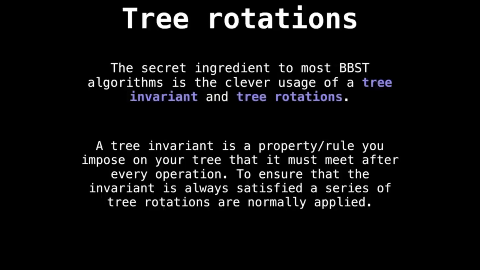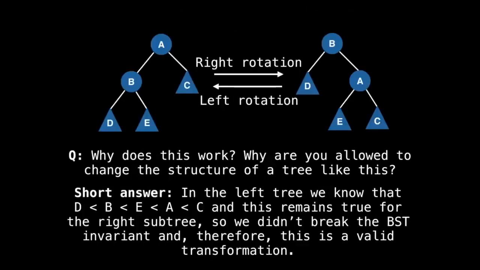1. A clever tree invariant, and 2. tree rotations. A tree invariant is simply a property or a rule that you impose on your tree, such that it must be met at the end of every operation. To ensure that the invariant is always satisfied, a series of tree rotations are normally applied. We'll get back to this concept of invariants in a later video, so don't worry about them so much for now. Right now we're going to look at how tree rotations work.